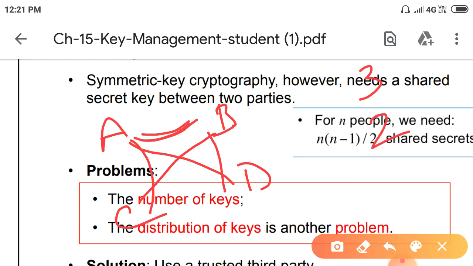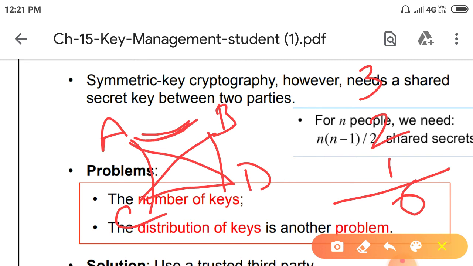Next C. The A-C communication is already established, and the B-C communication is established. Next C-D, here one session key. So the communication sessions are already created. In total how many keys? 3 plus 2 plus 1, total 6 keys. Among these four parties, if communication happens, we require 6 session keys.